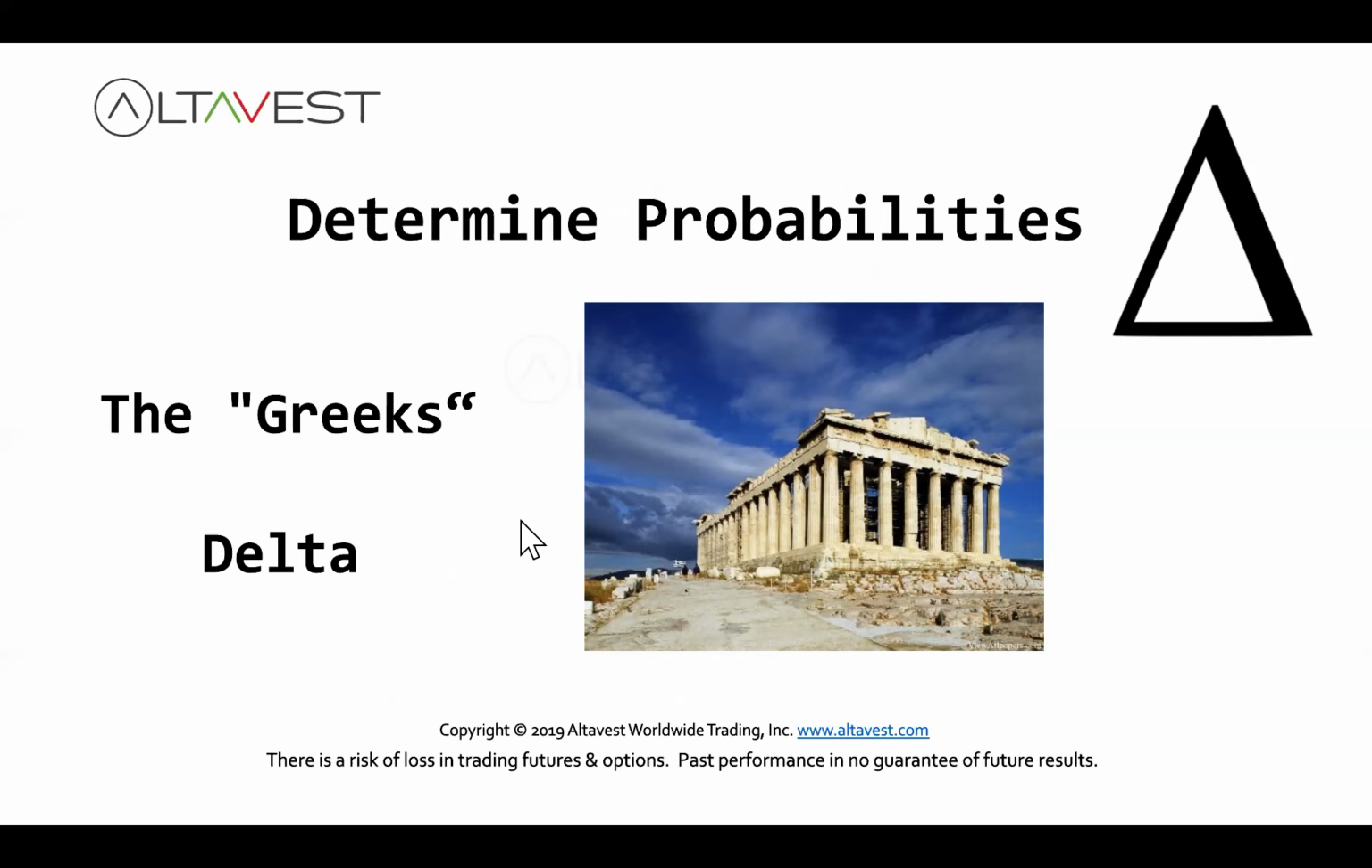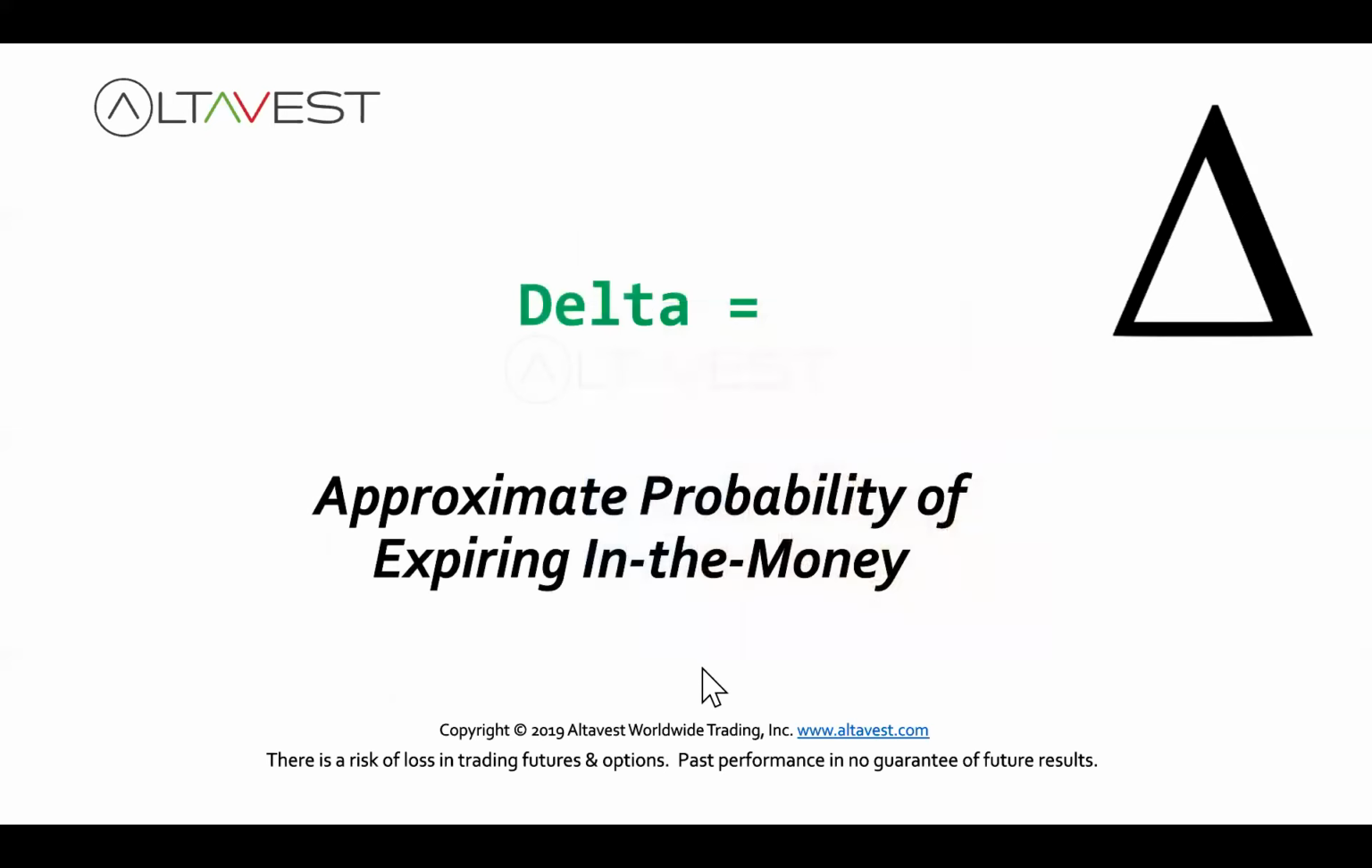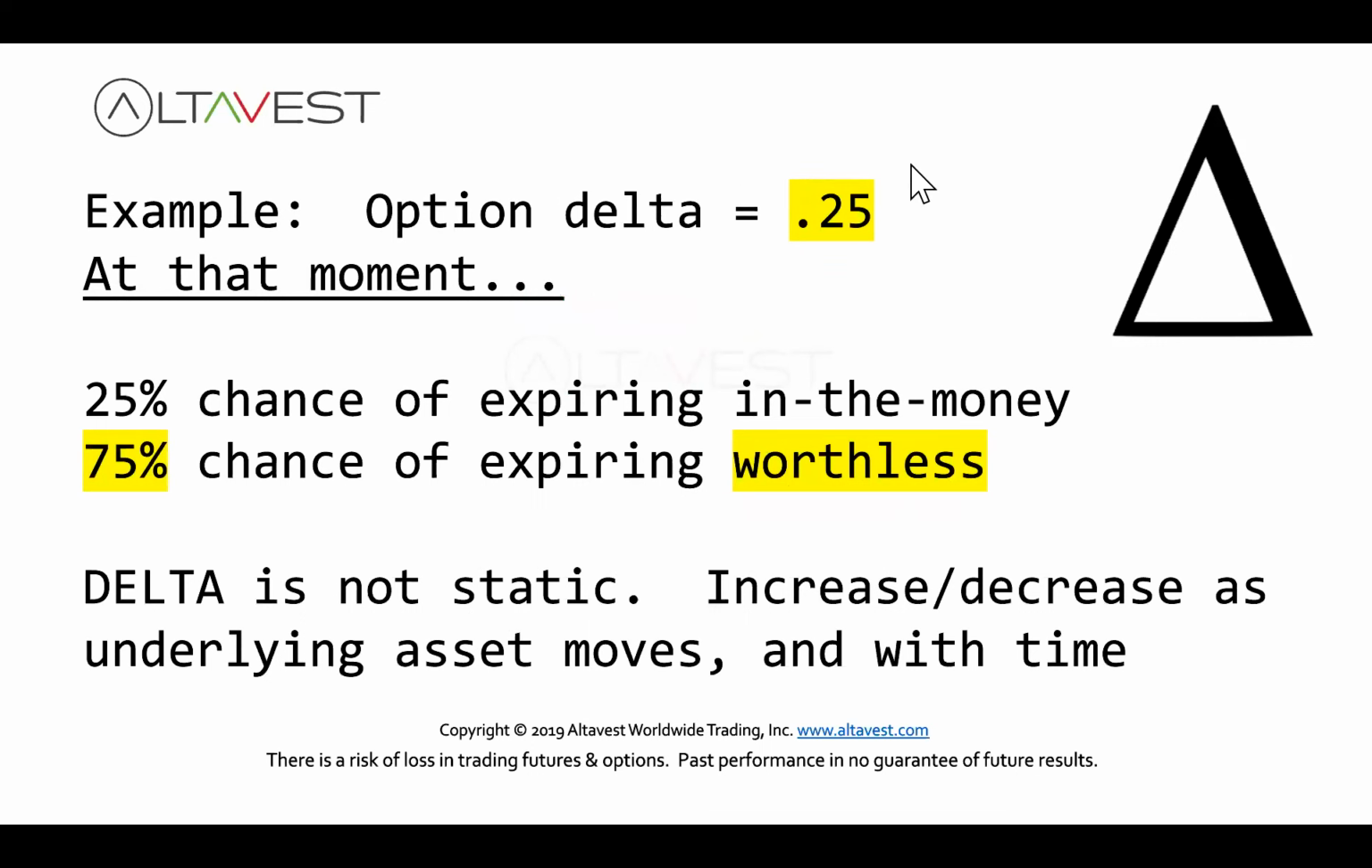We're just looking at 2 things. You don't have to calculate anything or do any math. It's just a simple concept here. Delta is the approximate probability of expiring in the money. So if a delta is at 0.25 on an option, there's a 25% chance it expires in the money, and a 75% chance it expires worthless. And that's just that simple, folks.